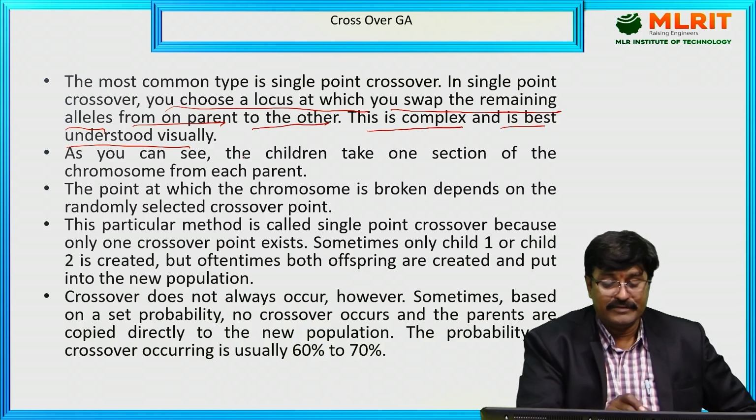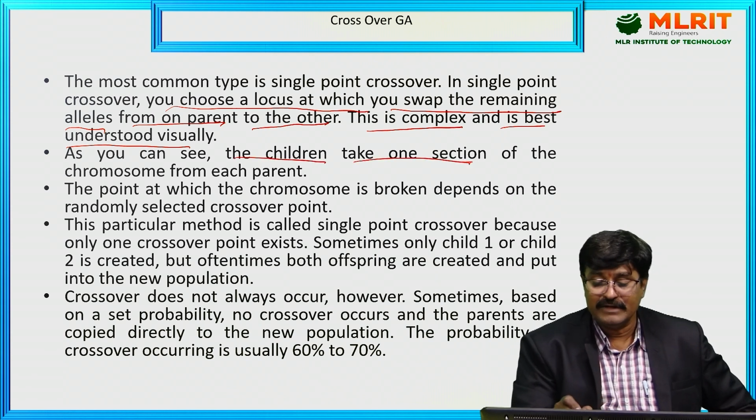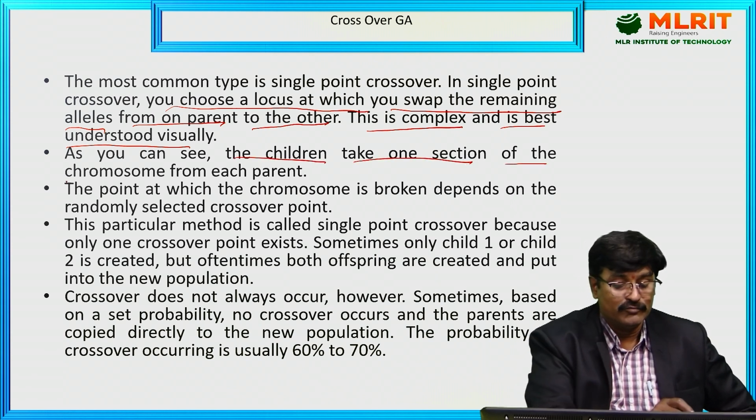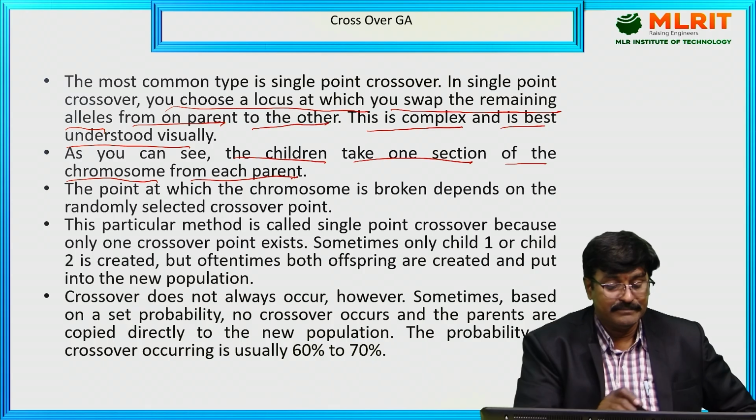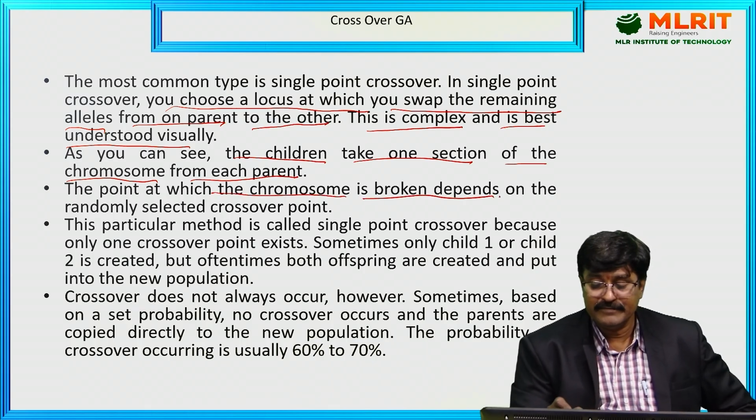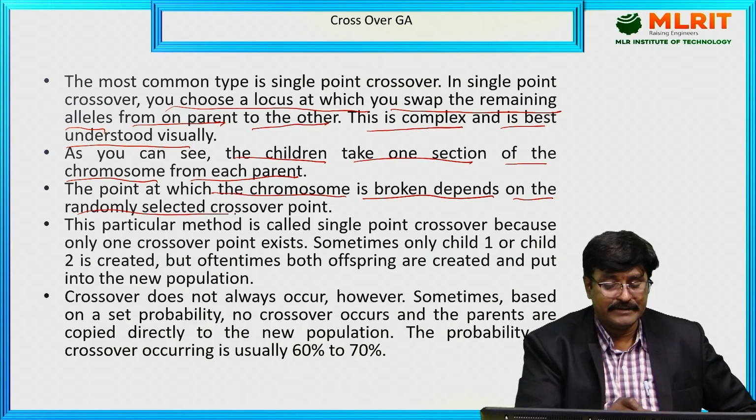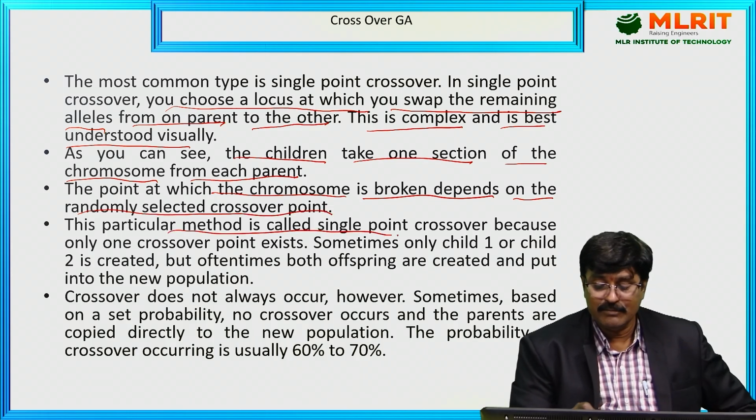As you can see, the children take one section of the chromosome from each parent. The point at which the chromosome is broken depends on the randomly selected crossover point. This particular method is called single point crossover because only one crossover point exists.